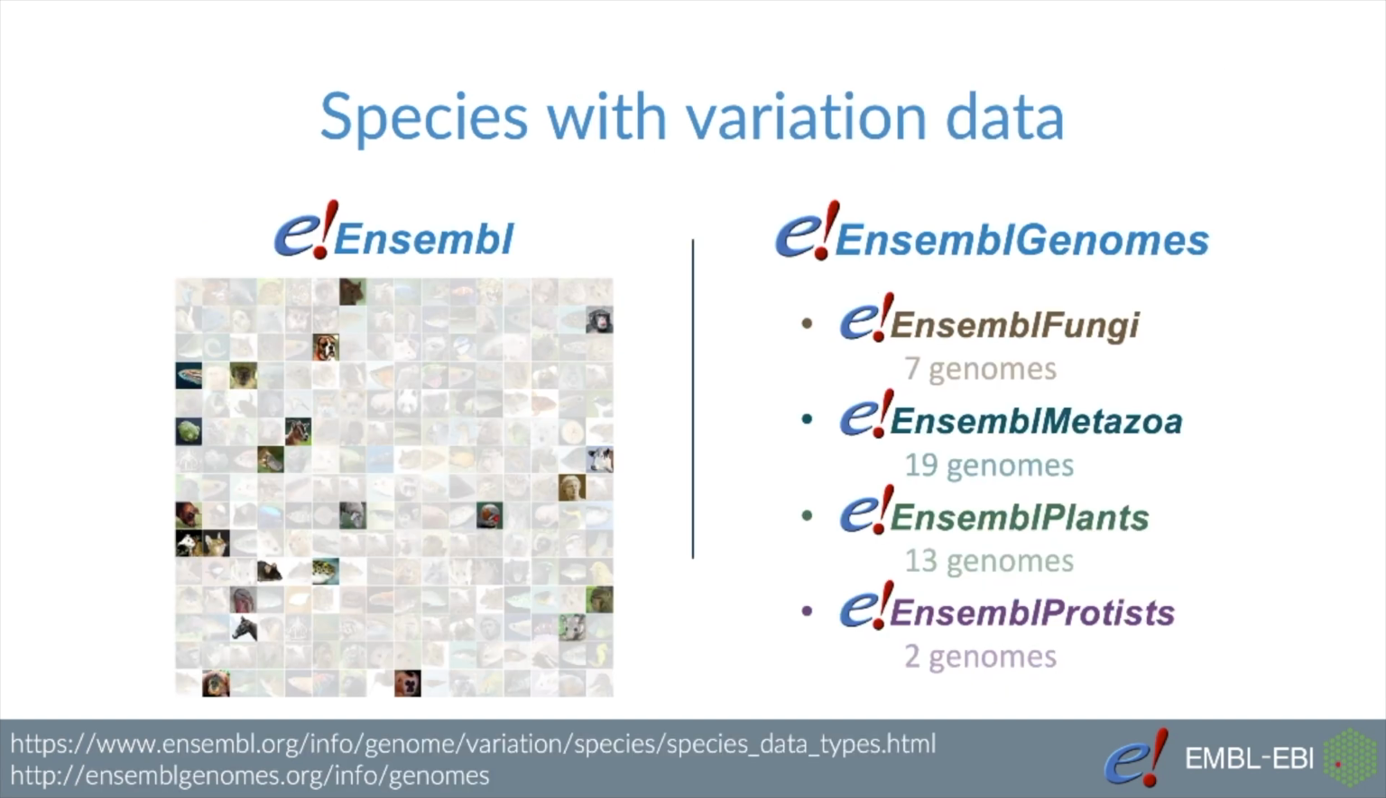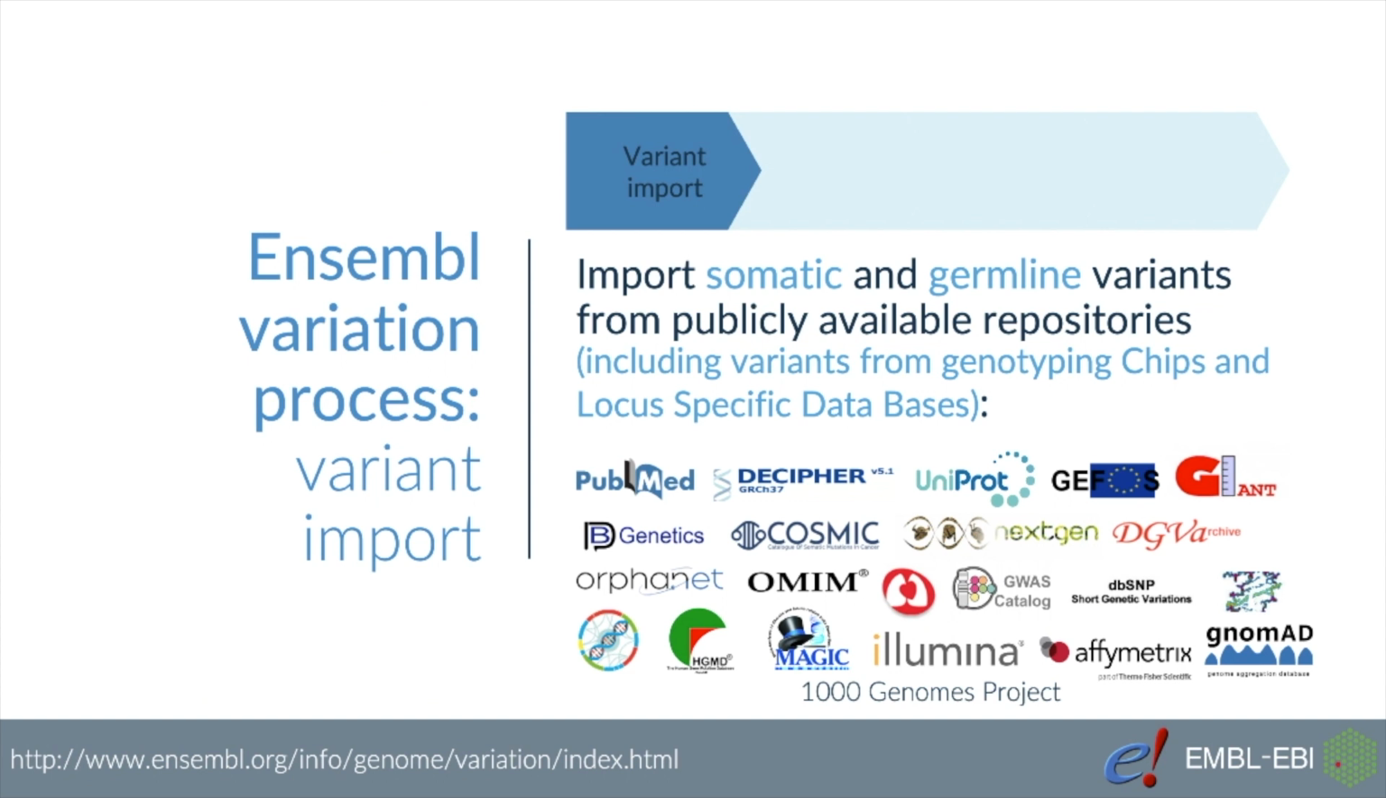We don't have genetic variation data for every single species in Ensembl, but we have it for a good representation of them. We also have genetic variation for some non-vertebrates in Ensembl Genomes. Now I'd like to talk about the Ensembl variation process. Where do we get our data from? How do we process it? How do we curate it?